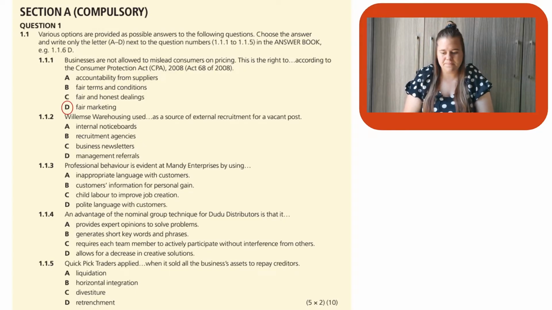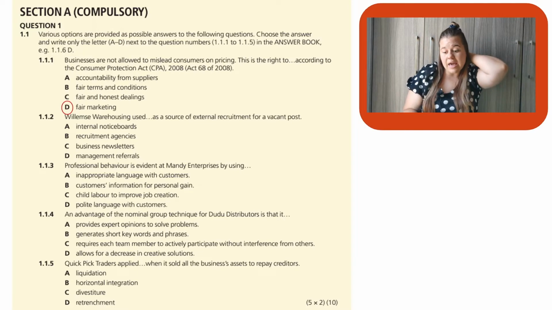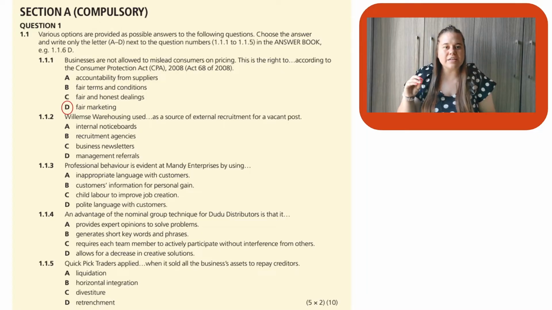Then next one. Willemse Warehousing used what as a source of external recruitment for a vacant post? Here we can see this comes from HR. So it's an external recruitment, right?